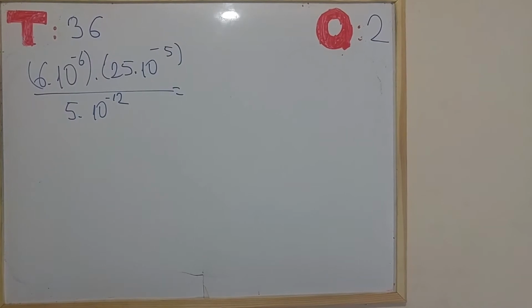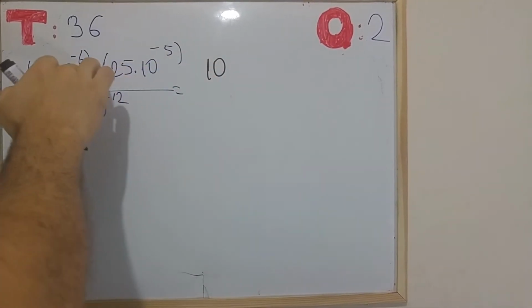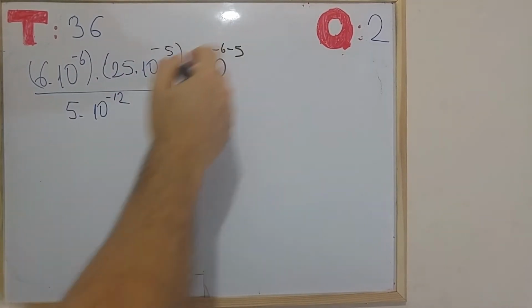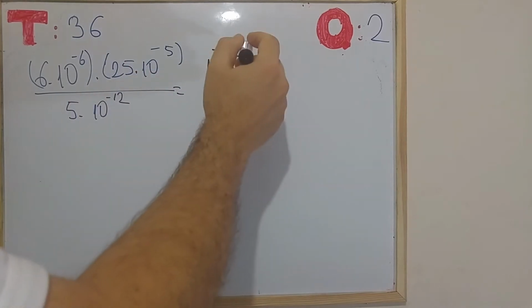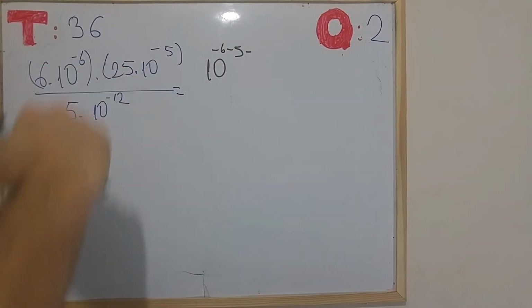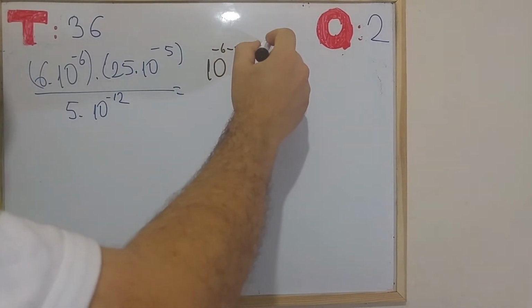Let's calculate the power of 10 first. This is going to be 10 to the power. We have minus 6 here, so it's minus 6. We have minus 5 and minus 12, but since this is at the denominator, when it's going up to the numerator, it's going to turn negative once again.